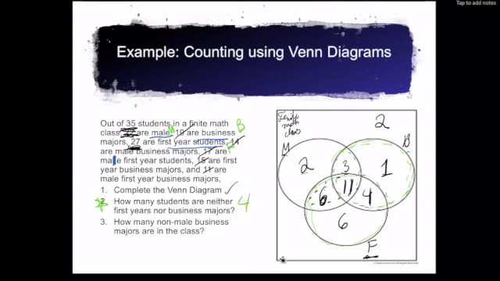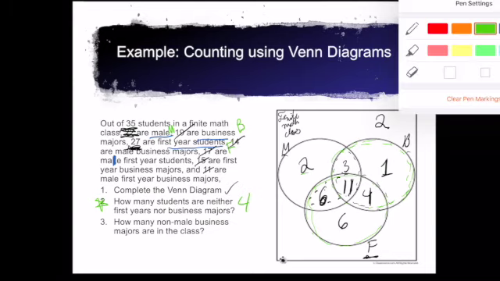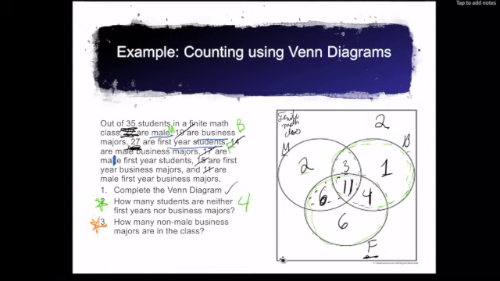Next, I want to know how many non-male business majors there are in the class. Let's pick a nicer color than red. We'll use orange. So I want business majors, that's going to be B over here, that are not male. So I don't want to look at any of this. Well, how much then is left in business majors? Well, I've got 1 and 4. That gives me 5. So there are 5 non-male business majors in the class.